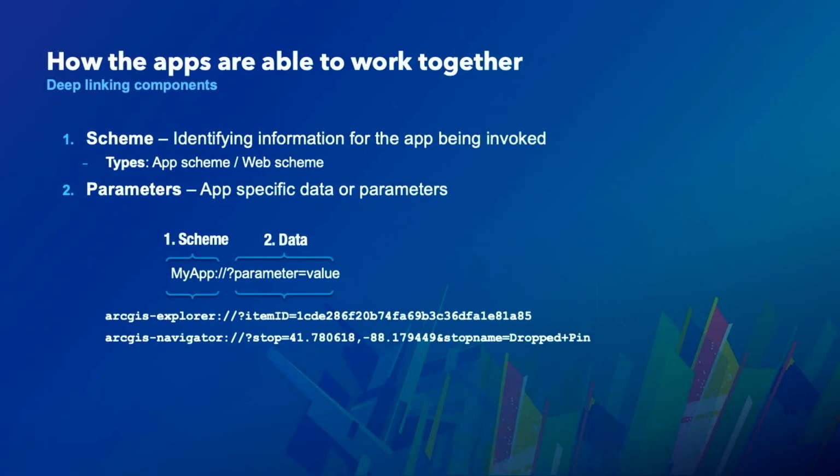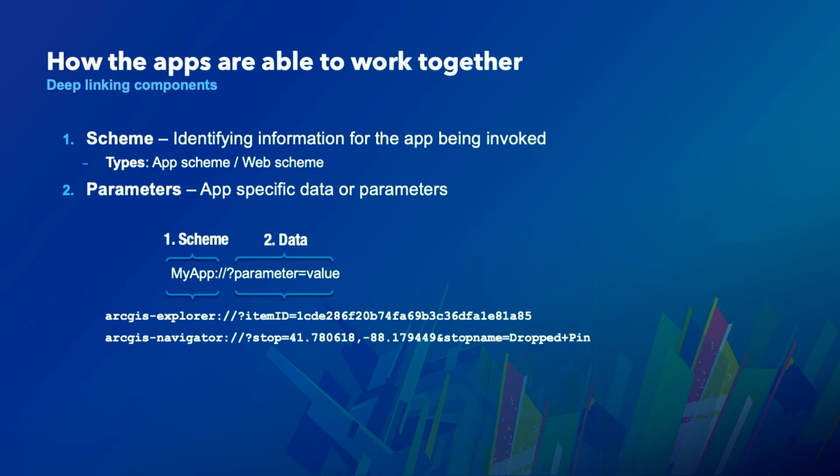So how the apps work together. Again, those URLs, the app links, have two components. The first is the scheme component. That defines which application to open. When we open up a telephone, we use TEL. If we want to open up Explorer, we use ArcGIS-Explorer. If we want to open up Survey123, we use ArcGIS-Survey123. It's very similar to just clicking the right icon on your screen. It's just that instead of being a click on the screen, it's a setting in the link.